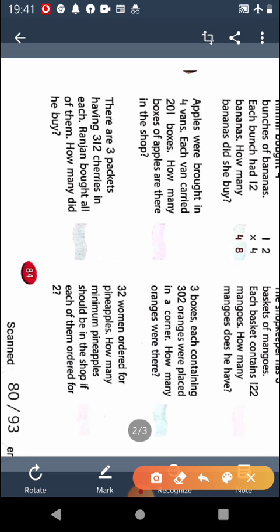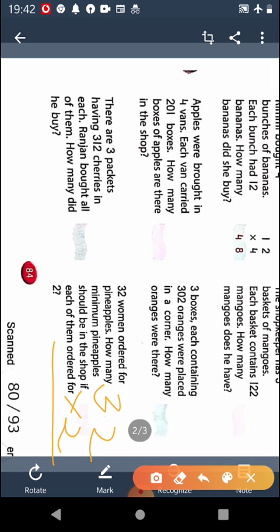That means if there are 32 women and each woman ordered 2 pineapples, how many pineapples should be in the shop in total? That means first we write the total number of women, that is 32, and if each woman orders 2, so multiplied by 2.